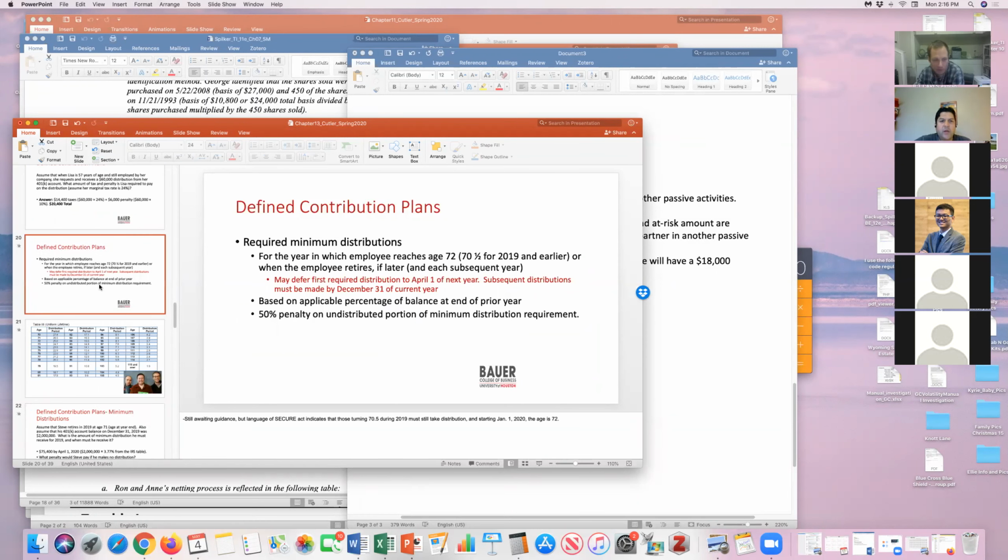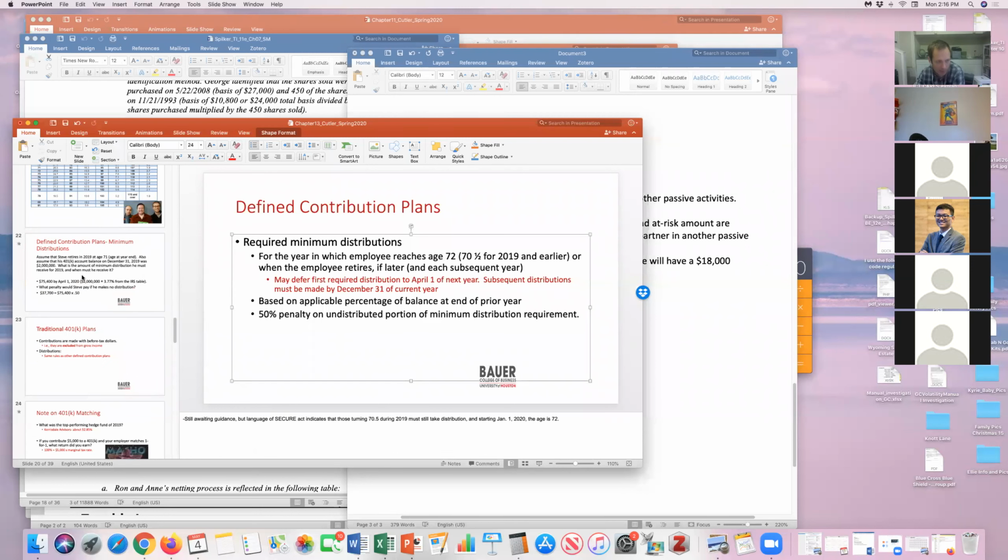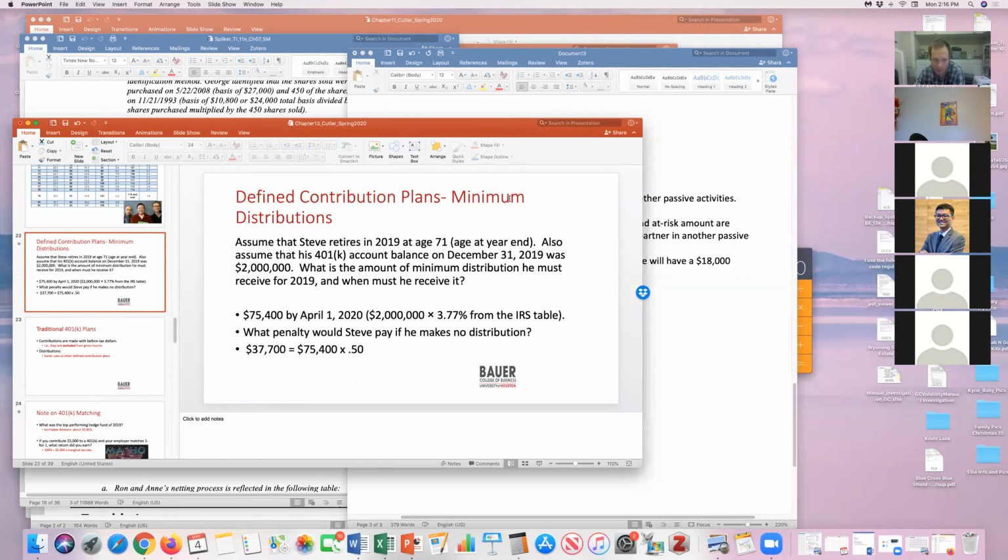But in other years, we have that 10% penalty. The other half of that is that at some point you have to start taking money out, or there are penalties. I think that's pretty straightforward. It's just a matter of reviewing that and remembering that. If you can understand this example, you should be fine on that.